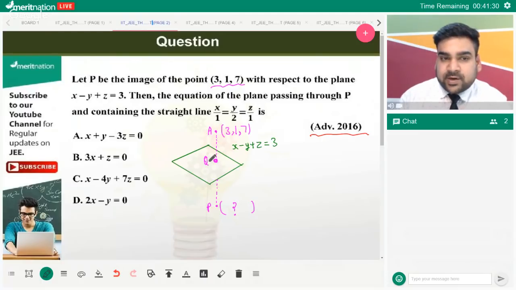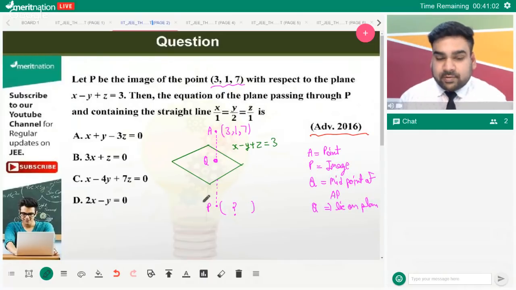the midpoint of this line AP is going to be our point Q. The reason this point Q is important is that it lies on the plane. If A is our given point and P is the image of this point, then Q will be the midpoint of AP, and the point Q lies on this plane. So I will not calculate the coordinates of point P first. Instead, I'll calculate the coordinates of this point Q first, because there is one special thing about it: it lies on the plane.